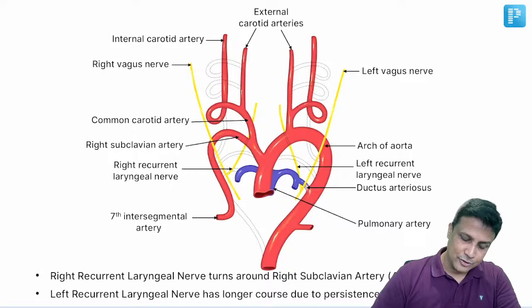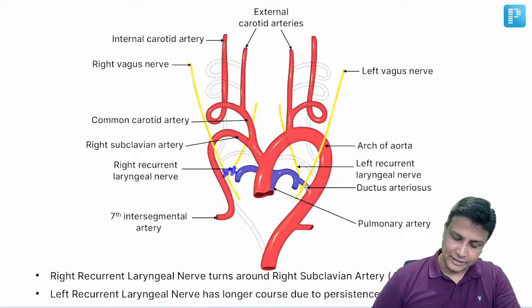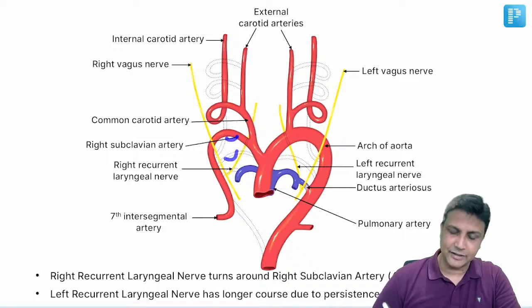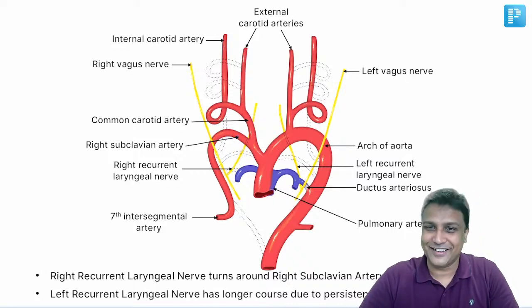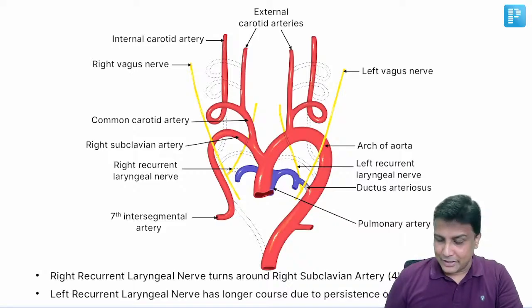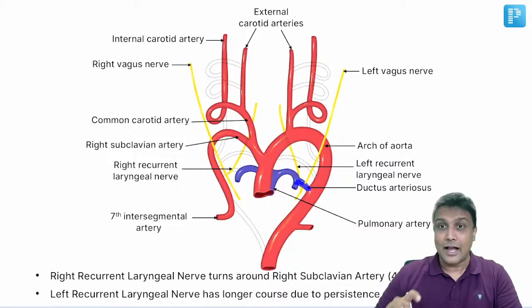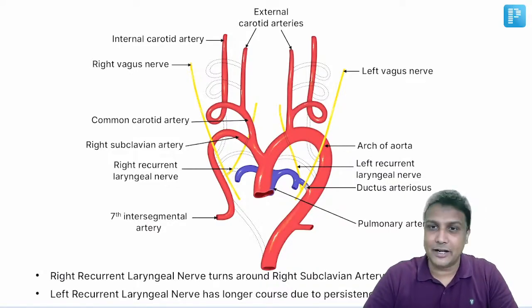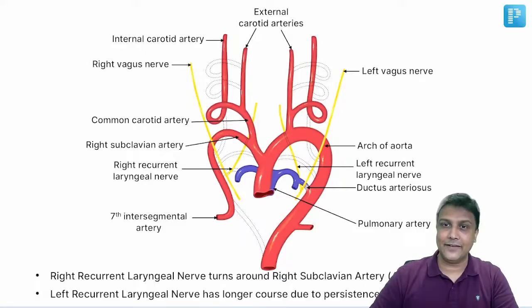Now, once you are done with the derivatives here, one important MCQ, my dear friend. On the right side, what is going to happen? Nothing is formed from here and nothing is formed from here. That is why on the right side, the right recurrent laryngeal nerve is going to move up and take a turn around the right subclavian artery. Whereas on the left side, what is going to happen? The ductus arteriosus will be formed here. And after birth, it will be closed to form the ligamentum arteriosum. And that is not allowing the left recurrent laryngeal nerve to go up.